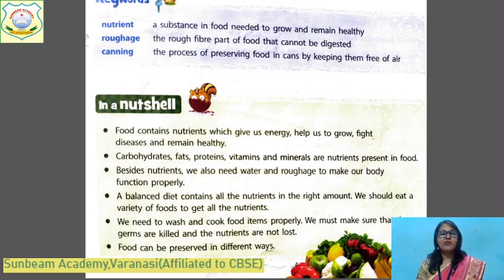We need to wash and cook food items properly. Yes, it is very important. We must make sure that the germs are killed and the nutrients are not lost. So we should not overcook the food. And fruits and vegetables should be washed properly before using them.